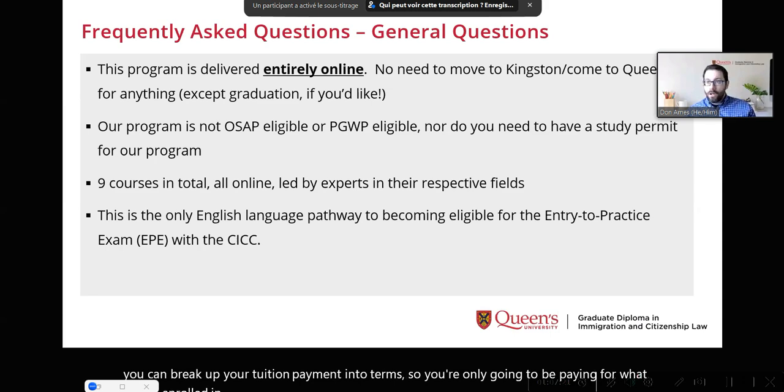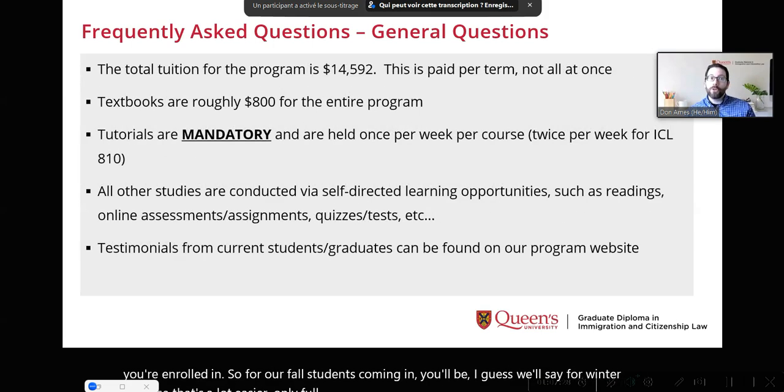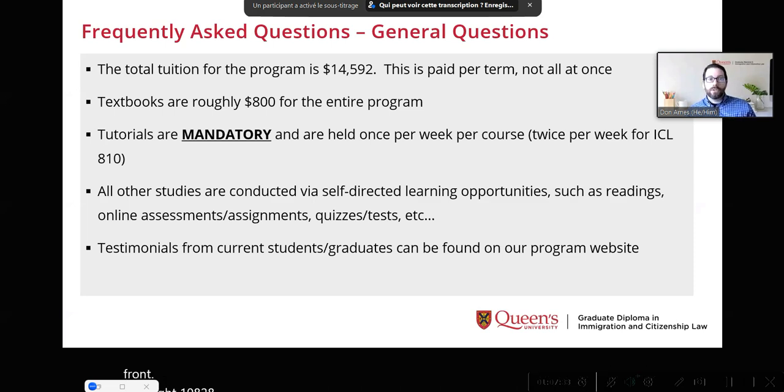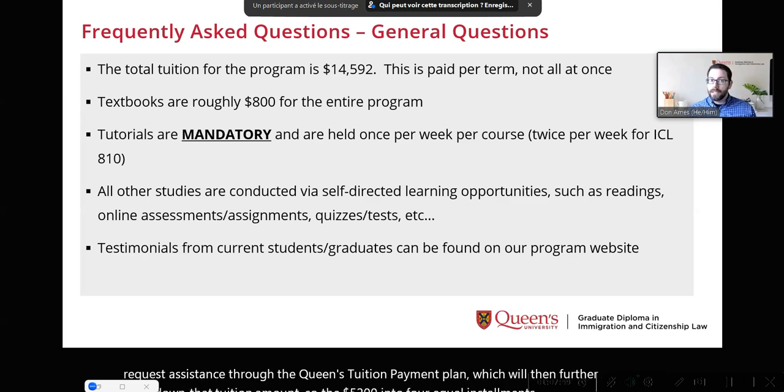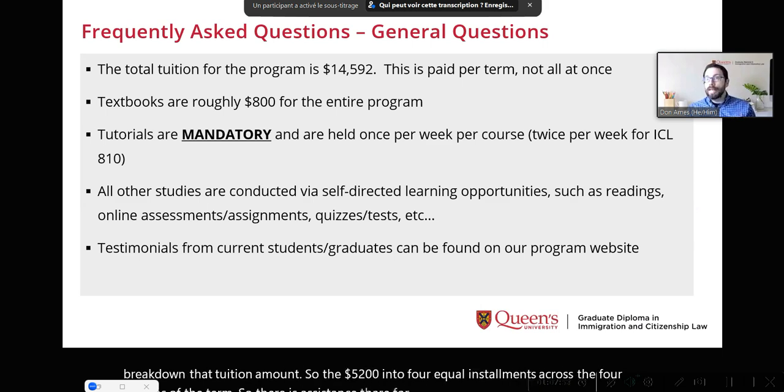For our fall students coming in, or I guess we'll say winter, because that's a lot easier, only full-time students are coming in. You'll pay for 3 courses up front: ICL 810, 820, 830. That's roughly $5,200 in tuition at that point. You can then request assistance through the Queen's tuition payment plan, which will further break down the $5,200 into 4 equal installments across the 4 months of the term. So there is assistance there to break that number down.